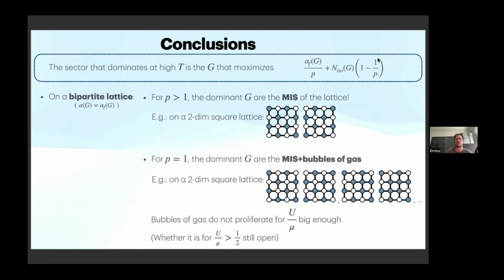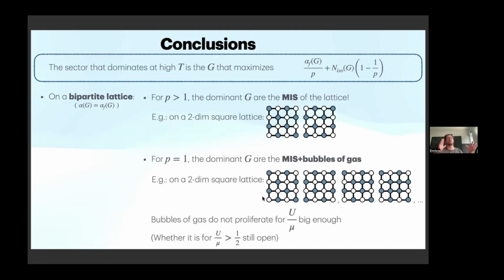For p equal 1, this term gets erased, and so it's much, much more subtle to understand which components, which sector, dominates. Essentially, we found that all the configurations that dominate at high T correspond to a checkerboard pattern, and then a checkerboard pattern plus bubbles of gas on top of it. I can share more details later, but the further complication in this marginal case is that you need to keep these bubbles of gas under control.